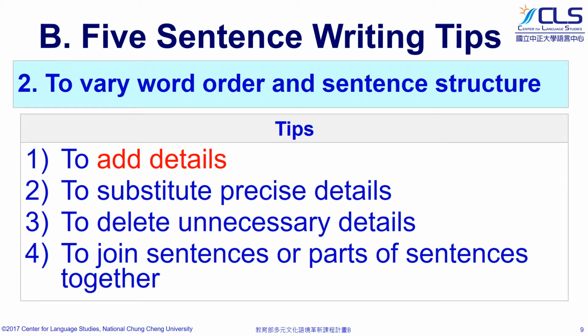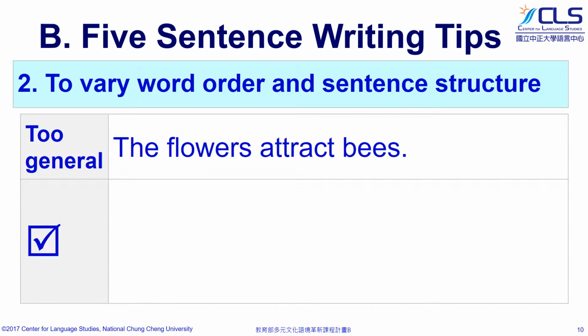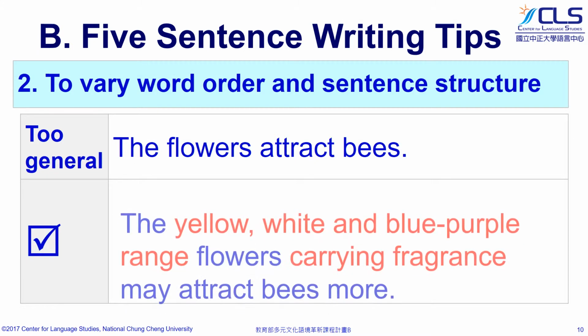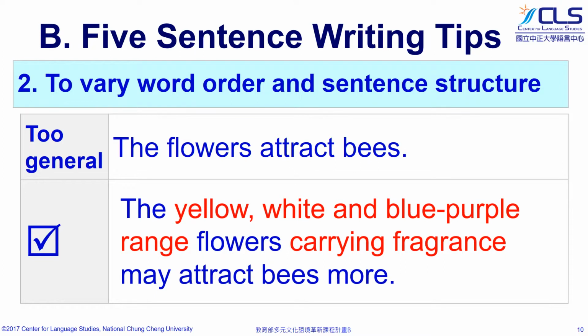Second, we can vary word order and sentence structure to make the text much more enjoyable to read by the following 3 ways: to add details, to substitute precise details, to delete unnecessary details, or join sentences or parts of sentences together. For example, the sentence, "The flowers attract bees," may be too general, so we can provide more details by changing flowers into yellow, white, and blue-purple flowers, and add carrying fragrance to make it more fun to read.